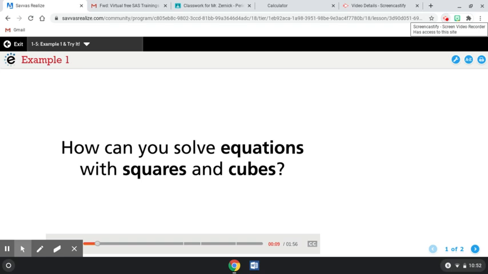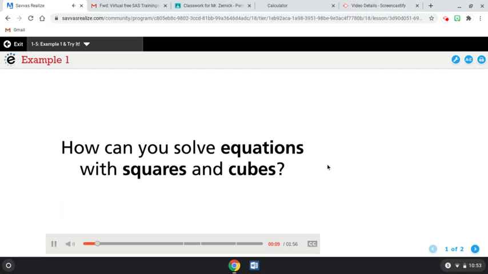So, guys, this is topic one, lesson five, example one. Our goal for this is to solve equations that have squares and cubes in them. This is very similar to lesson four that we've already looked at. If you understood lesson four, about area being something that you can get the square root of to figure out the side lengths, and squaring the side lengths, you will also understand this lesson very well. So how can you solve equations with squares and cubes is our goal. Let's see if we can accomplish that goal.